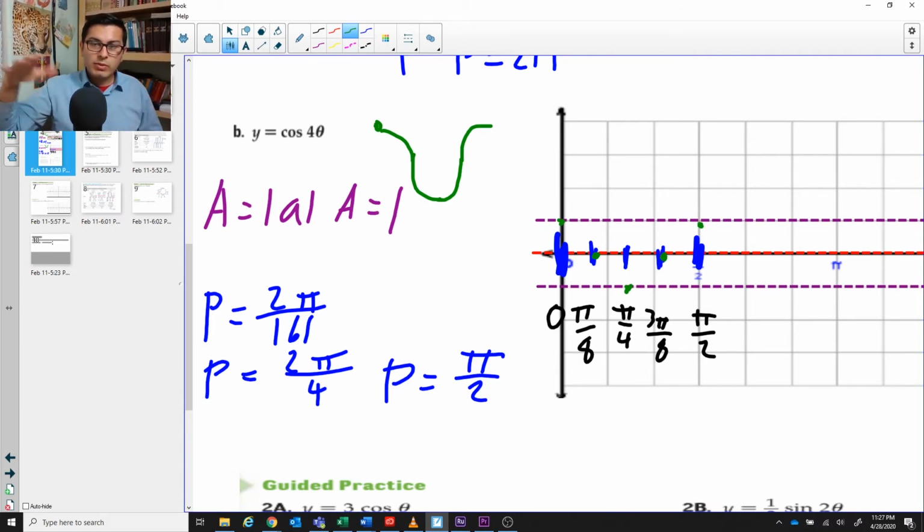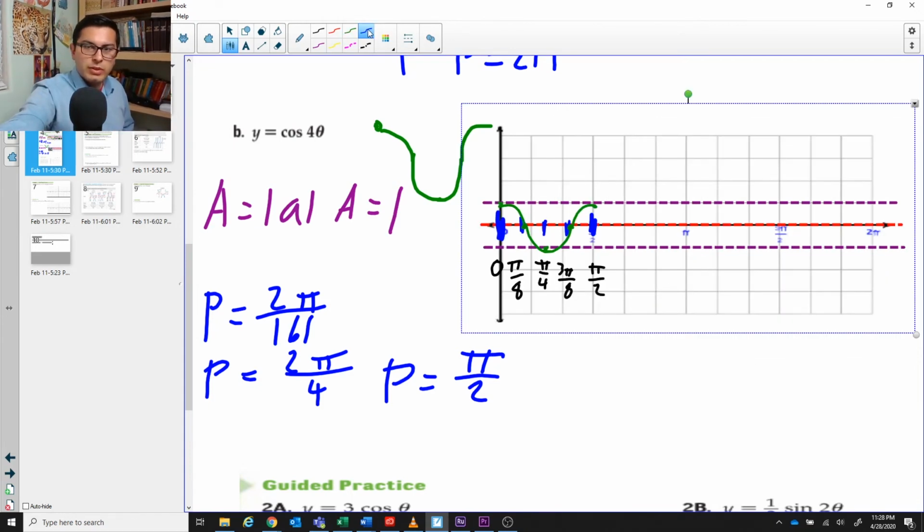Now, it looks like a V right now, but we remember we have to connect these with curved lines, and it's going to look like a wavy thingy. So let's connect these with curved lines. Curve, curve, curve, and curve. And look at that. We have our cosine function.